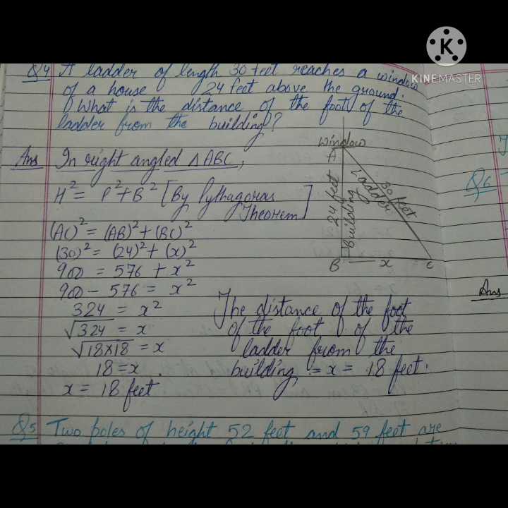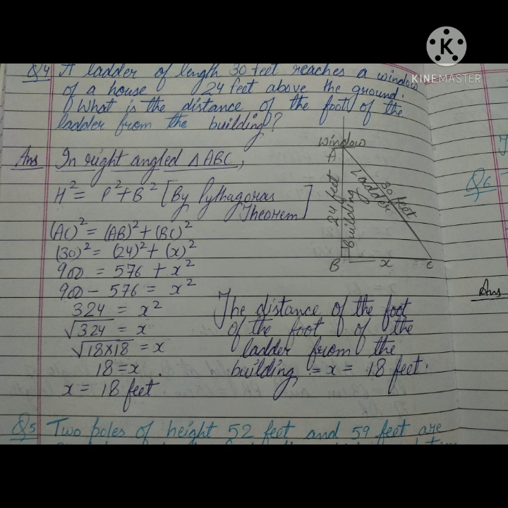24 का square, 24 multiplied by 24 is equal to 576 plus x square. 900 minus 576 is equal to x square, right? When we subtract 576 from 900, we will get 324. So 324 is equal to x square. We remove the x square, it will become the square root on the other side. So the square root of 324 is equal to x.